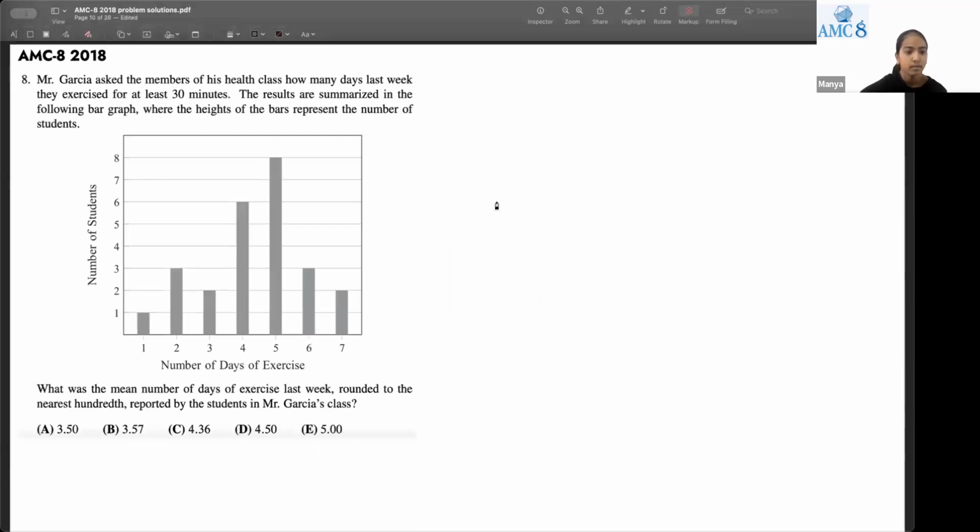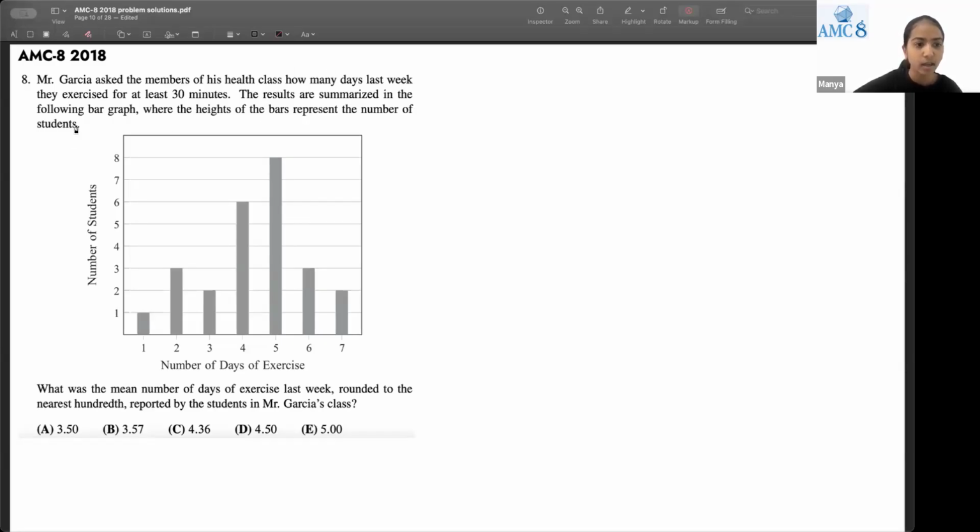Problem number 8. Miss Garcia asked the members of his health class how many days last week they exercised for at least 30 minutes. The results were summarized in the following bar graph, where the heights of the bars represent the number of students. So they're asking us that they exercise at least 30 minutes. Well, that number we don't really need because it doesn't really matter, but we'll just leave that there.